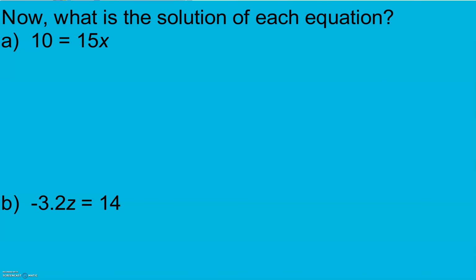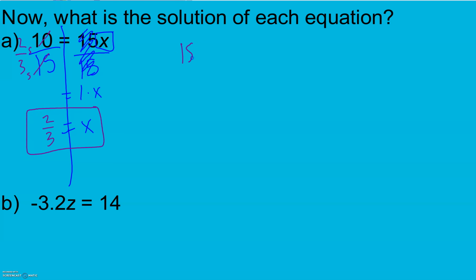What is the solution of each equation? Well, here, to get x by itself, I have multiplication. We get rid of that by dividing. Multiplication and division are inverse operations. They undo each other. 15 divided by 15 is how I get to 1 times x. Again, that just gives me x. 1 times anything gives itself. Here I'm going to simplify this if I can. 10 and 15, I can take a 5 out of both of them. And when I do that, I'm left with 2 over 3. And when we plug that back in to check, we get 10 equals 10. So we are right.